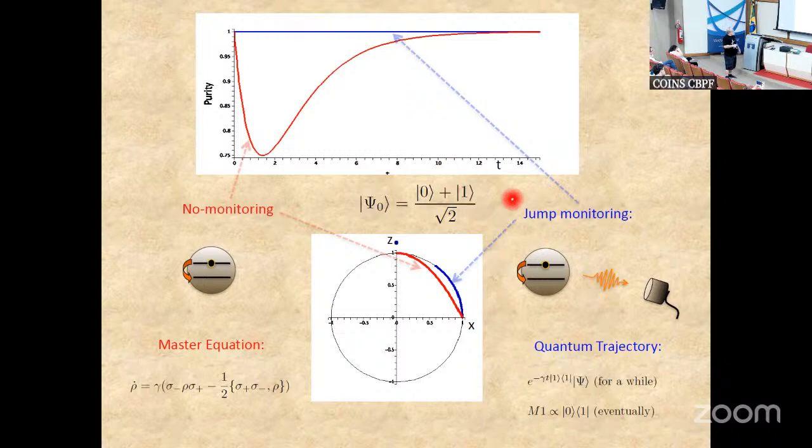And if I look at it in the Bloch sphere, here I'm in a frame that is rotating with the Bohr frequency of the system. If I don't monitor, my dynamics goes through the ball and enters inside the sphere, and I have this red trajectory here. If I'm monitoring, while I have a no jump, I'm going through the sphere, and when I have a jump, I jump straight to the ground state. So this is how I see the trajectory in the Bloch sphere.